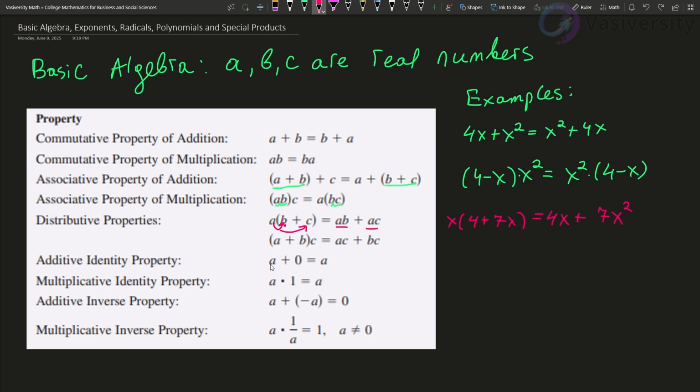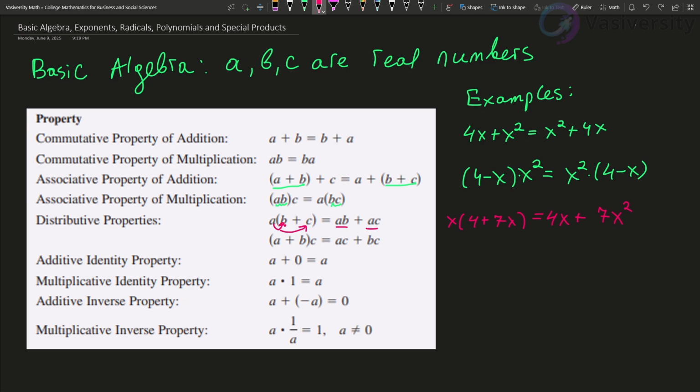Then we also have inverses. The additive inverse property is when we have a positive number A, we also have a negative number A, because when we add them together we get 0, the additive identity. And then we also have the multiplicative inverse property: we have to multiply two numbers to get 1. If A is non-zero, and this is the important part, then we can have a fraction which has our number in the denominator. So A times 1 over A, essentially A divided by A, and the answer is 1.